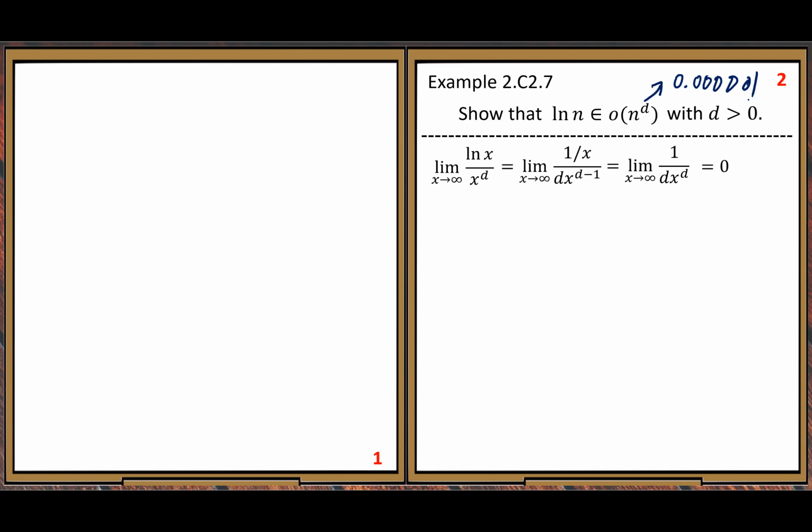But it still increases much faster than the natural log function. Even if you take the 1 millionth root, when you consider the limit, the limit still equals 0.